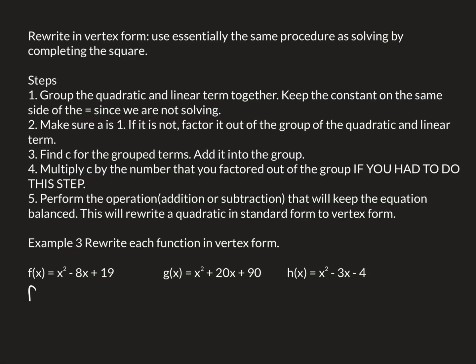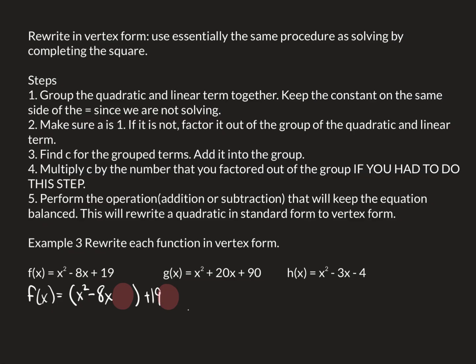So I'll have f of x equals x squared minus 8x, leave a space, plus 19. Okay, so in this space here and this space here, we're going to put something to keep this equation balanced. Okay, make sure a is 1. So my a value is 1, so I'm good there. If it is not, factor it out of the group, so we don't divide by it, we factor it out when we keep it there.